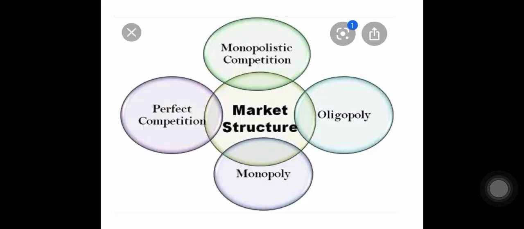Monopoly is one of the structures under imperfect markets. We have the perfect and imperfect markets. For the perfect market, we already have a video on that, which covers perfect competition. While in imperfect markets, we would have 3 videos for monopoly, oligopoly, and monopolistic competition. So for this one, we will focus only on monopoly. So these are the 4 market structures.